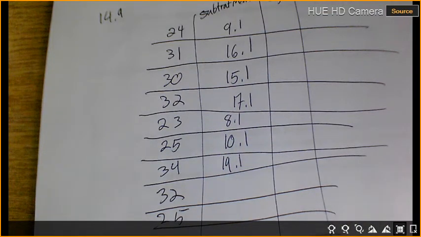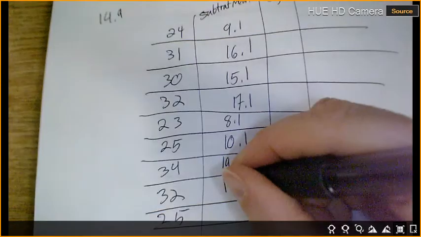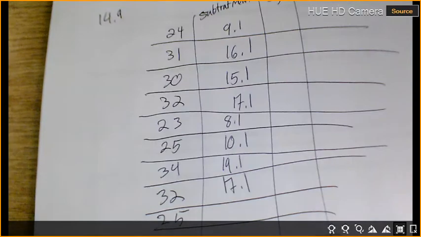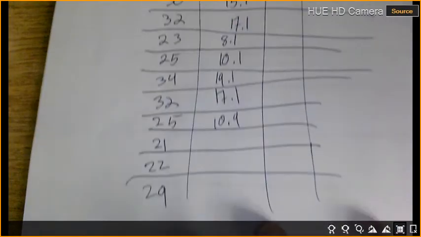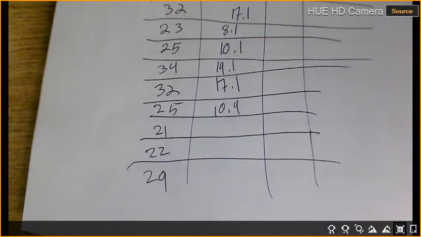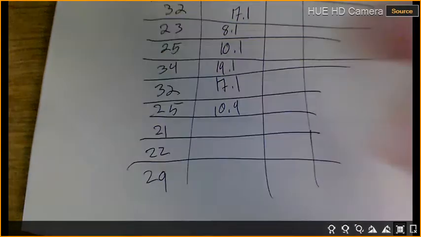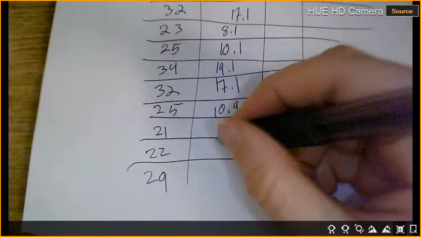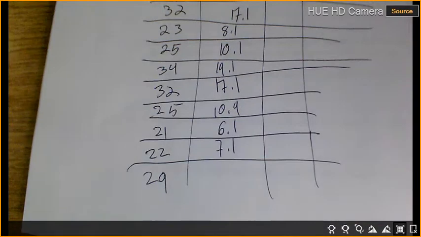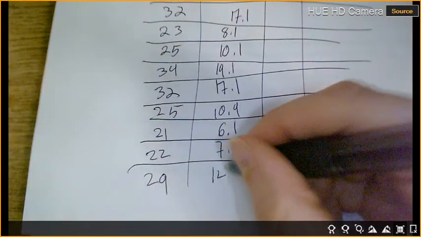32 minus 14.9 gives us 17.1. 25 minus 14.9 gives me 10.1. 21 minus 14.9 gives us 6.1. 22 minus 14.9 gives us 7.1. And 29 minus 14.9 gives us 14.1.